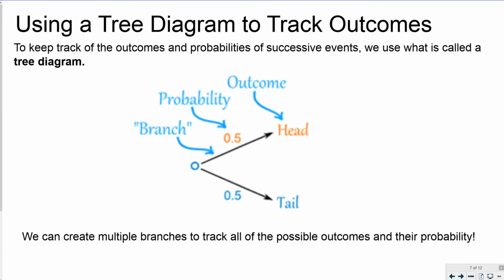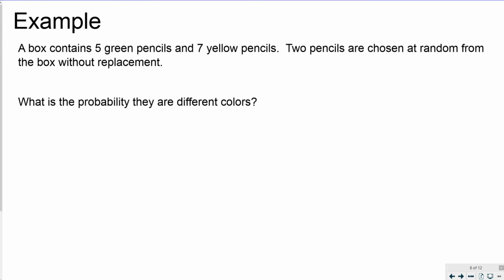So you can see that a heads and a tails each has a probability of 0.5 or 50%, and those are the only 2 branches from your coin flip. And then the outcomes are listed as heads and tails, which is the event, the 2 ways the coin can turn up. So we can create multiple branches to track all the possible outcomes and their probability. So, an example of this is a box contains 5 green pencils and 7 yellow pencils. 2 pencils are chosen at random from the box without replacement. What is the probability that they are different colors?